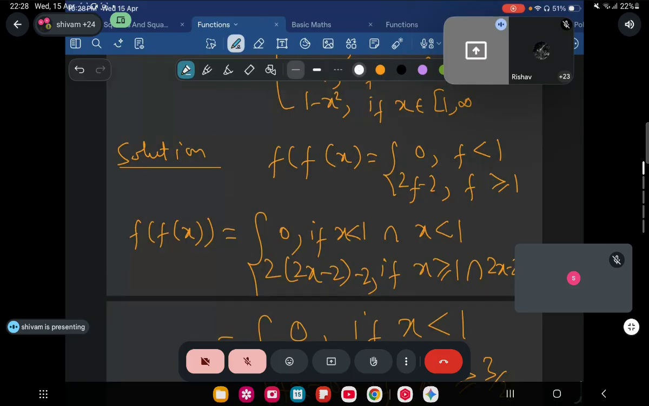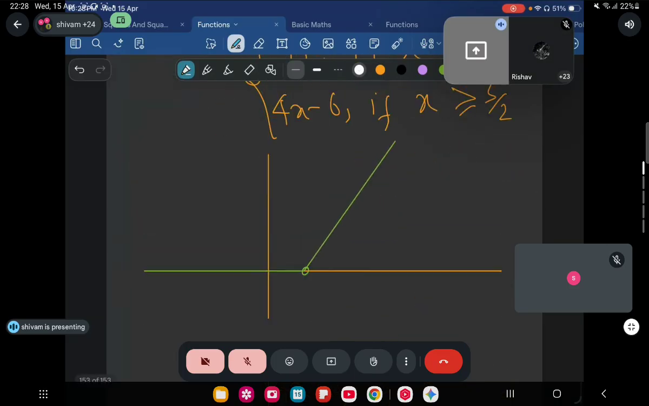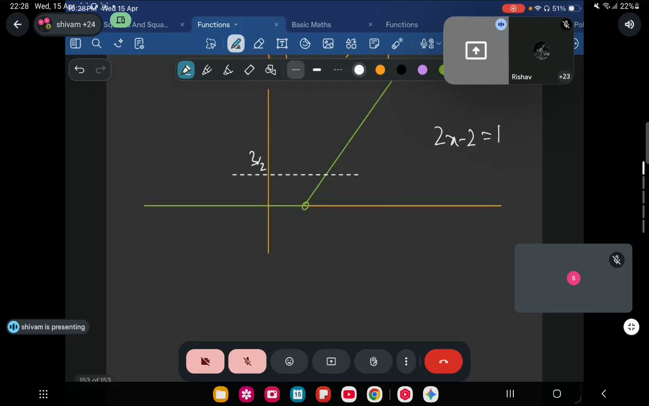So f of x will be equal to 0 when f is less than 1. F is less than 1 means, what is this point? Tell me, at what value of x? 2 into x minus 2 is equal to 1. Tell me, at what value of x? 3 by 2, right? So this point is 3 by 2.